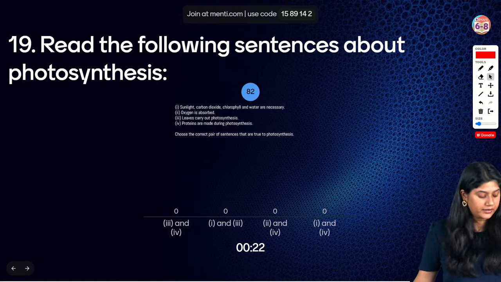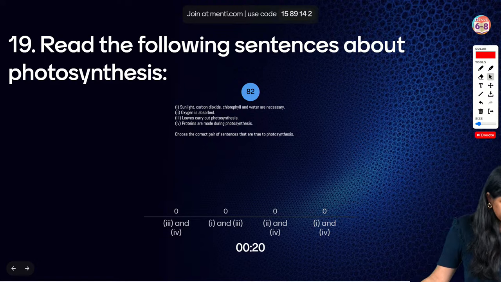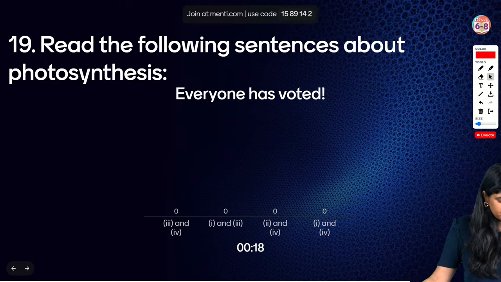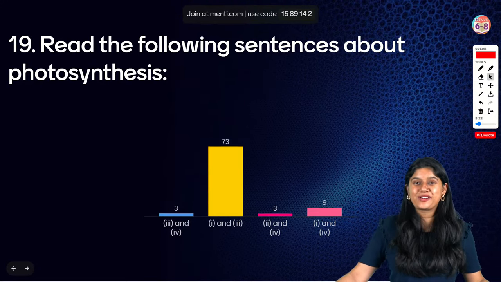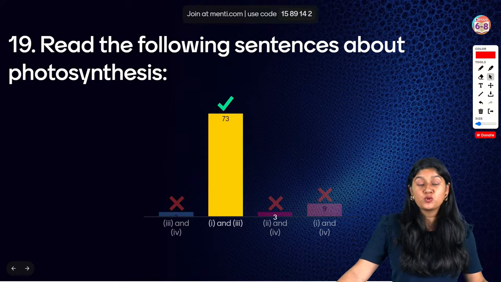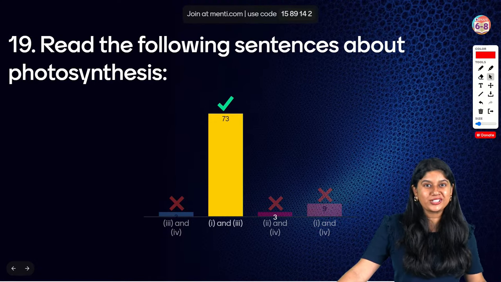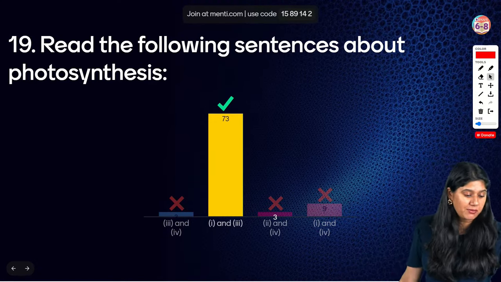Yes, everyone, please pick the correct answer. Okay, everyone has voted. Let's take a look. What will be the correct answer? Super proud of you. 73 of you have voted for the correct answer. And the correct answer over here is option number B.